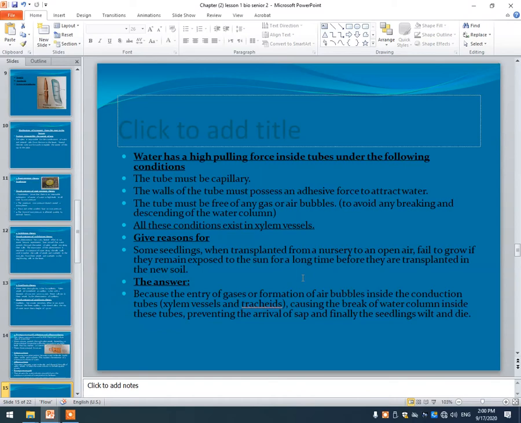Give reason: some seedlings, when transplanted from a nursery to open air, fail to grow if they remain exposed to the sun for a longer time before they are transplanted in the new soil. The answer: because of the entry of gases or formation of air bubbles inside the xylem vessels and tracheids, which causes the break of the water column inside these tubes. So it prevents the arrival of sap, and finally the seedling wilts and dies.